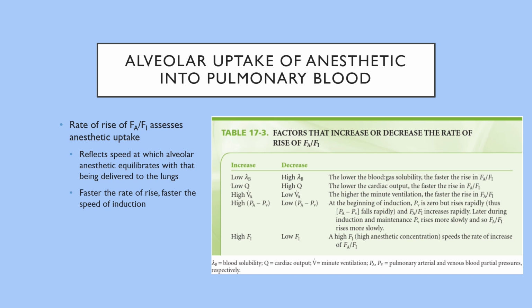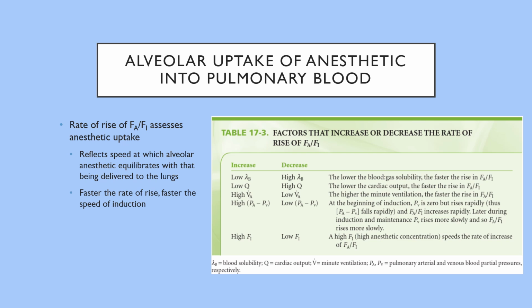Now, the rate of rise of FA to FI is primarily dependent on anesthetic solubility in the blood, cardiac output, and alveolar ventilation. The anesthetic solubility in the blood is inversely related to the rate of rise of FA to FI. The way to think about this is if the anesthetic is not very soluble in blood, less of that anesthetic is going to be transferred to the pulmonary circulation, so the rate of rise of FA will increase.